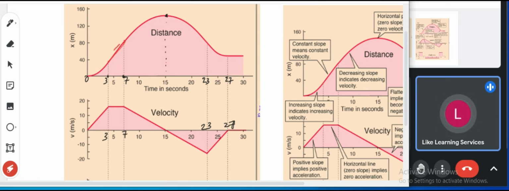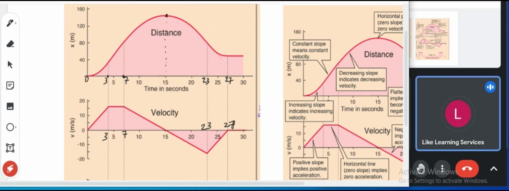3 to 7, constant speed forward motion. 7 to 15, this is constant deceleration, still forward motion. Now when it is changing direction, it now goes under the time axis, that is from 15 to 23.